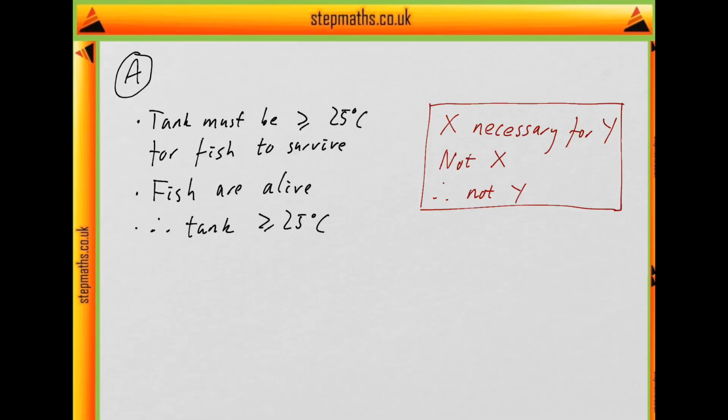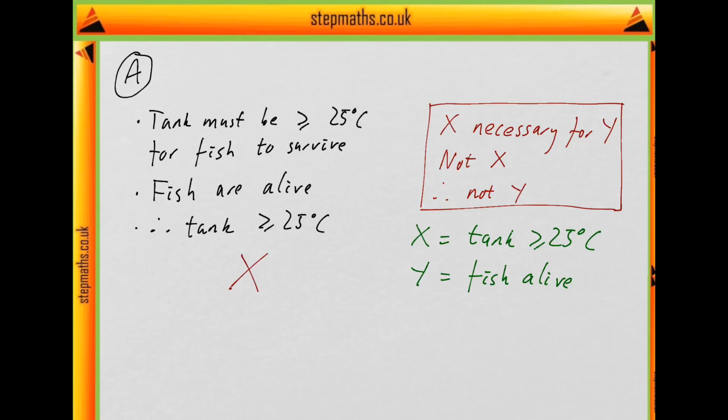Okay, let's look at option A. A says the temperature in the fish tank must be at least 25 degrees for the fish to survive. So this is a necessary condition. It's saying being at least 25 degrees in the tank is a necessary condition for the fish being alive. So here we're taking X to be the tank is at least 25 degrees and Y is that the fish are alive. But then for it to be this form, we'd expect the next part to be the tank isn't at least 25 degrees. It says the fish are alive. So that's saying, instead of saying not X here, it's saying Y is true. So that means it's not of the right form.